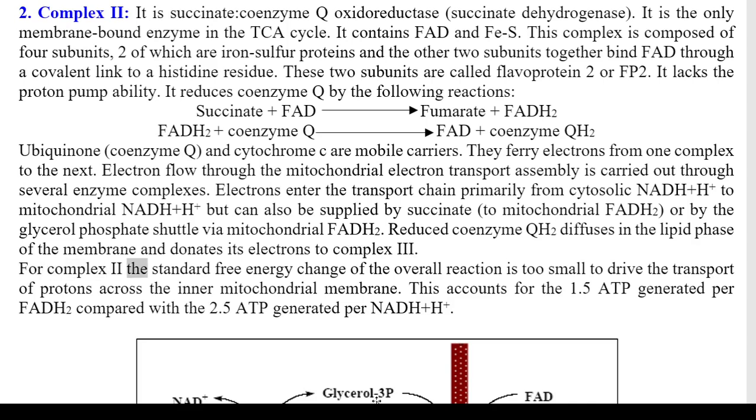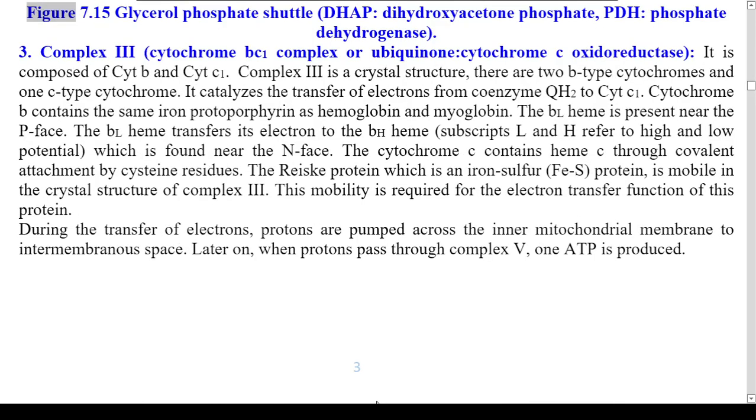For complex II, the standard free energy change of the overall reaction is too small to drive the transport of protons across the inner mitochondrial membrane. This accounts for the 1.5 ATP generated per FADH2 compared with the 2.5 ATP generated per NADH + H+. Figure 7.15 Glycerol phosphate shuttle. DHAP, dihydroxyacetone phosphate; GPD, glycerol phosphate dehydrogenase.